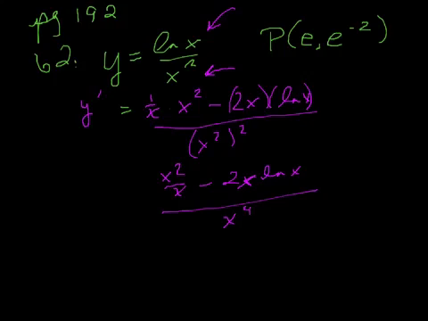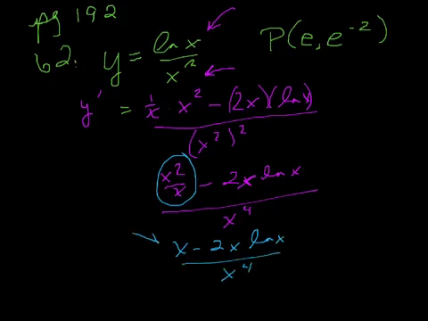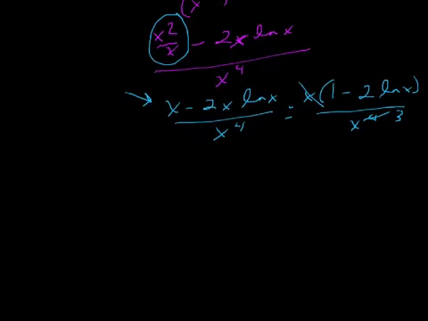I've got to do a little bit of cleanup here on this fraction. x squared divided by x is just x. Okay, so I have x minus 2x times the natural log of x over x to the fourth. Because both of these expressions have an x in it, and I'm dividing by x to the fourth, I'm going to factor out that x, and I get 1 minus 2 times the natural log of x. All that's over x to the fourth, and then the x cancels, and you're left with 3 x's on the bottom. So you have 1 minus 2 times the natural log of x over x cubed.